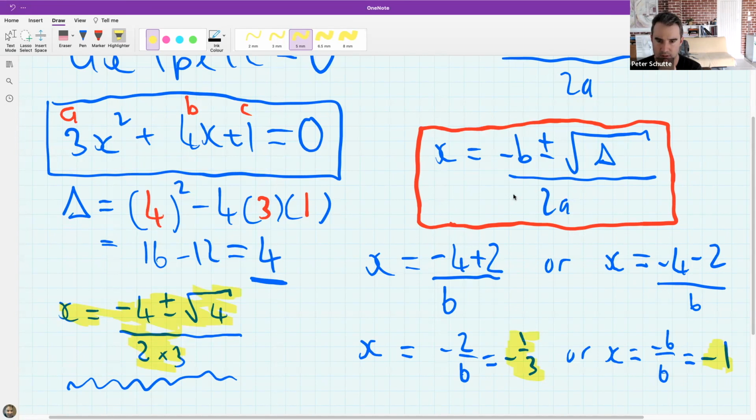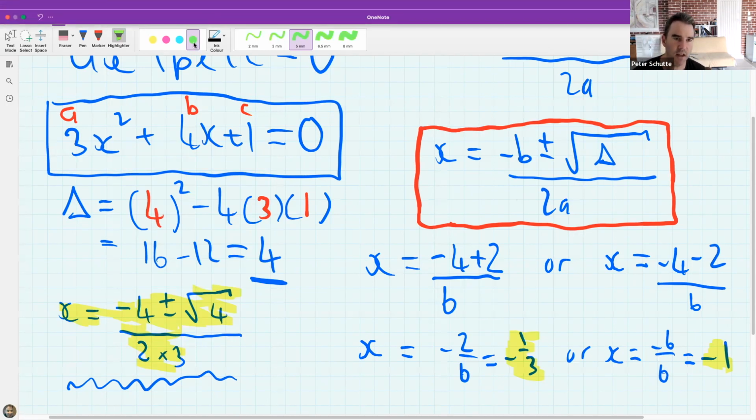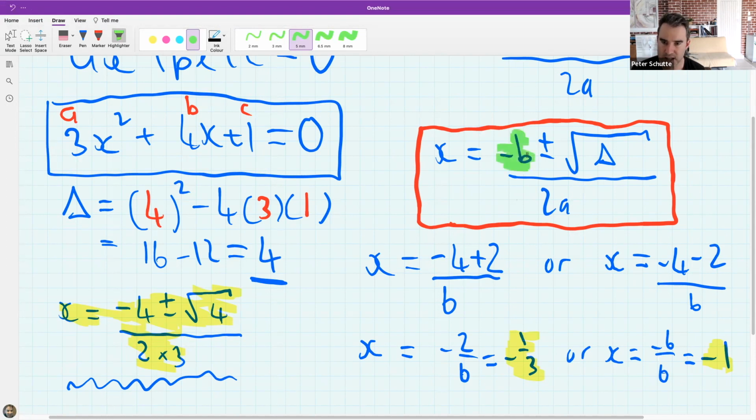Just make sure I haven't made any silly mistakes. You have -4. The mistake that I would imagine some students make is they don't write the b correct. So if you look here, this is a minus b. And so this should be -4 when I do it. That could have caught a couple of people out.